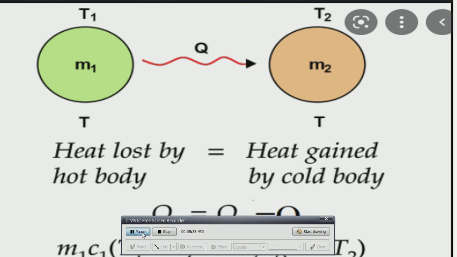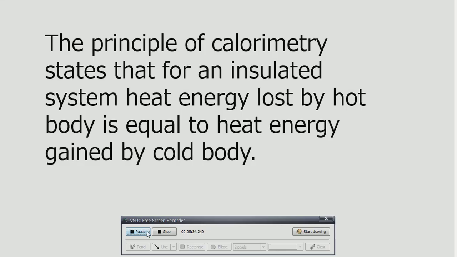When you are giving the answer of the principle of calorimetry, what things should you remember? First, the principle of calorimetry states that for an insulated system. Why am I going for an insulated system? Because insulated system means there is no connection from outside. That's why it is an insulated system.